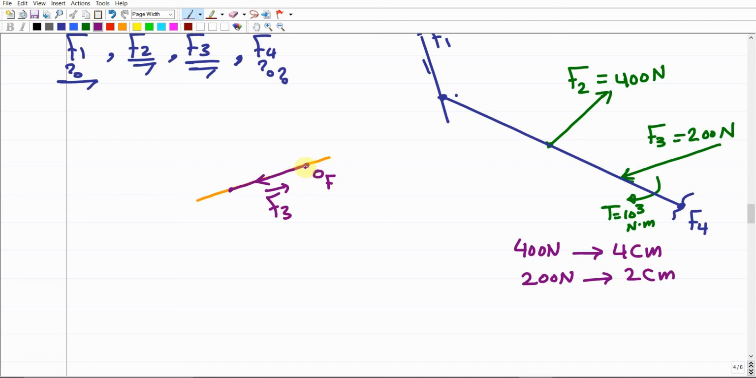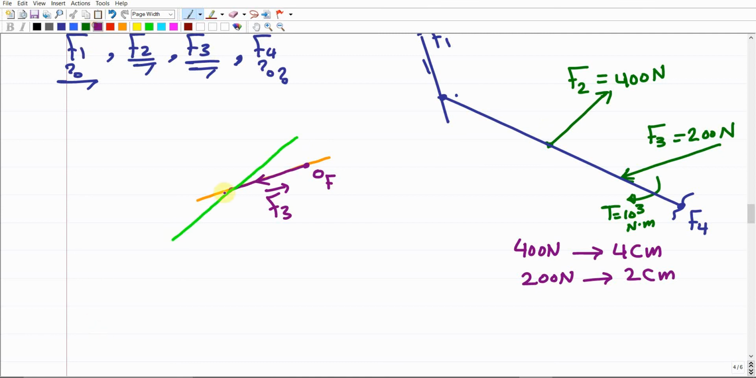So again, starting from the zero point, you draw F3. Then from its end, we draw F2. If we started with F2, you would draw F3 from the end of F2. Make sense? From the end of F3, I'm going to draw a line that is parallel to F2. This line is going to go down here. This is the second line, which should be parallel to F2.